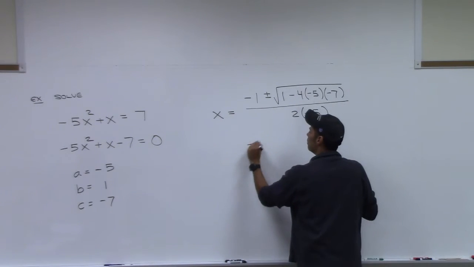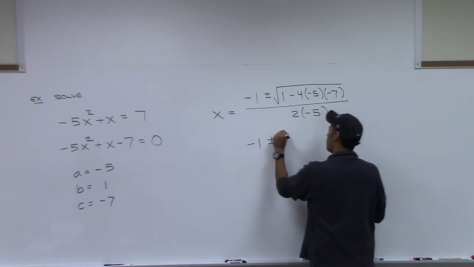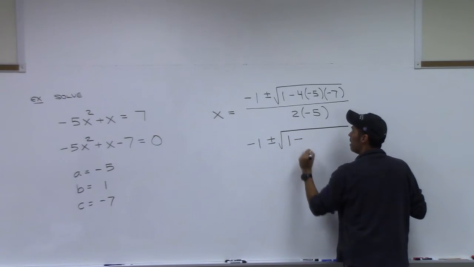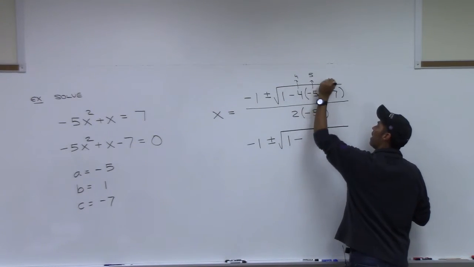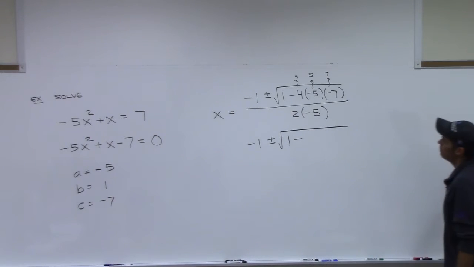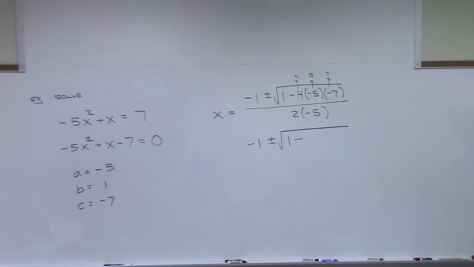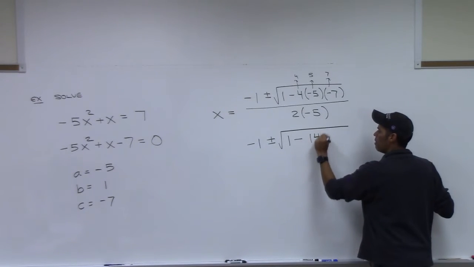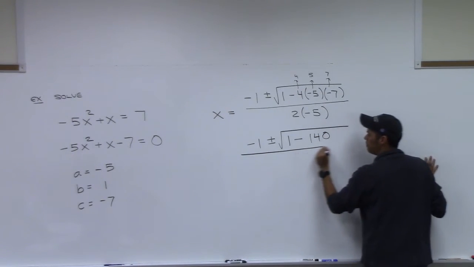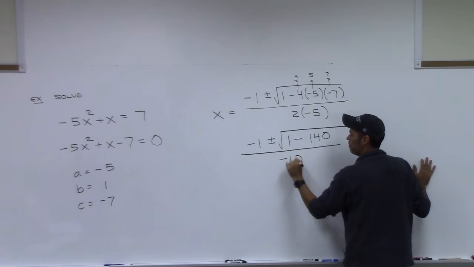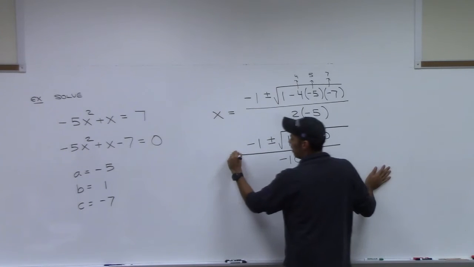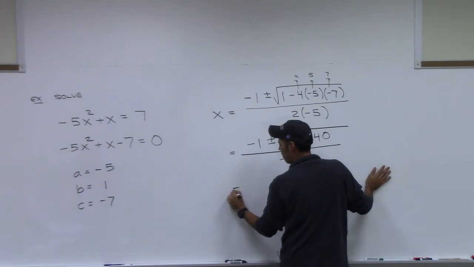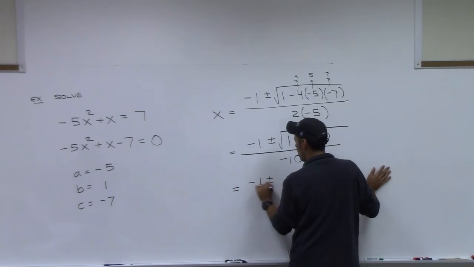So I'm going to do -1 plus or minus square root 1, you said minus, and now we take these numbers, 4, 5, and 7, ignoring the signs, right? Just multiply them together. What's that? 140. All over -10. All right, we're getting there. Okay, -1 plus or minus square root.